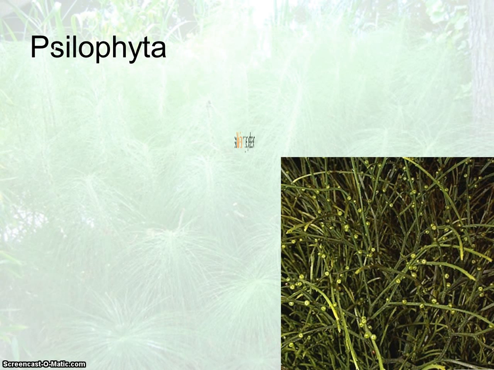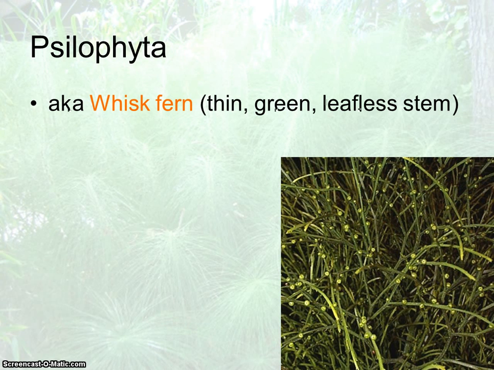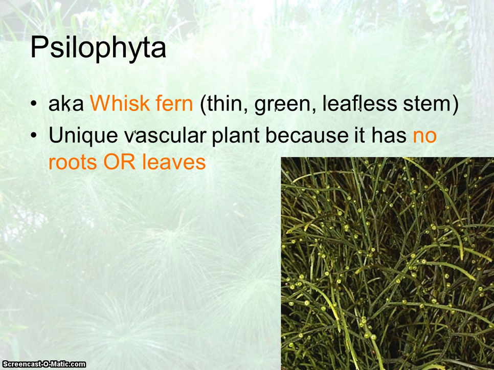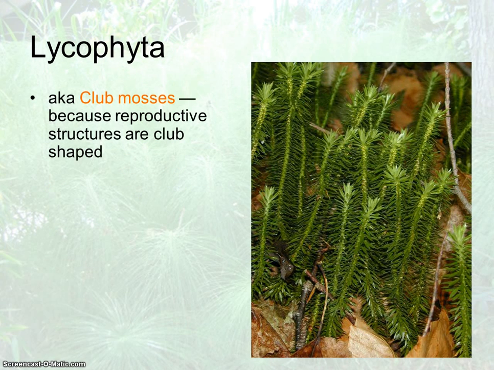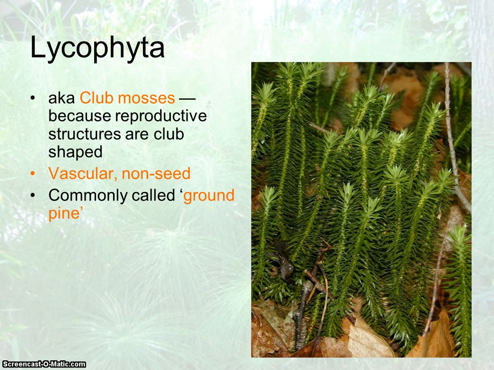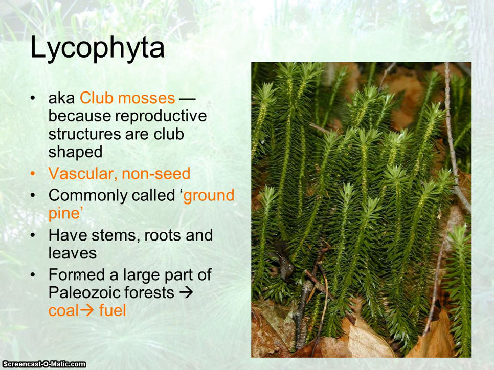Our Xylophyta, these are going to be our whisk ferns. These ferns are leafless. They don't have any roots or leaves. Our Xylophyta, though, are going to be vascular. They're going to reproduce with spores, though. Our Lycophytas are our club mosses. Our club mosses are vascular. They don't produce with seeds. They produce with spores again.